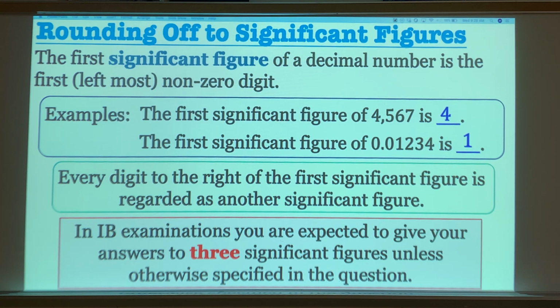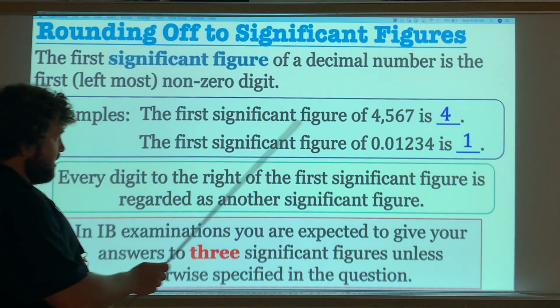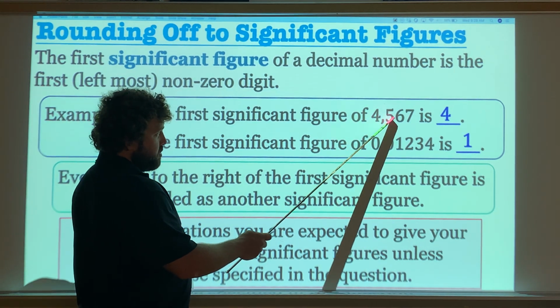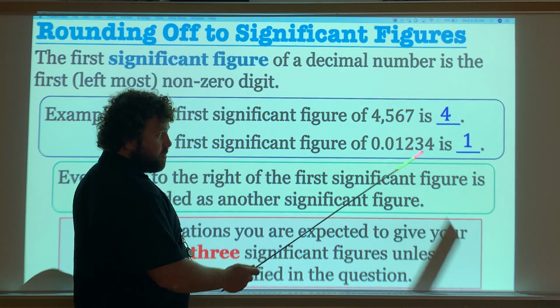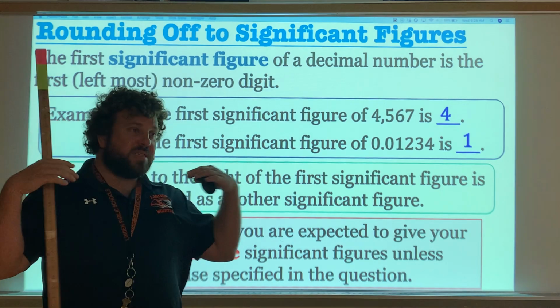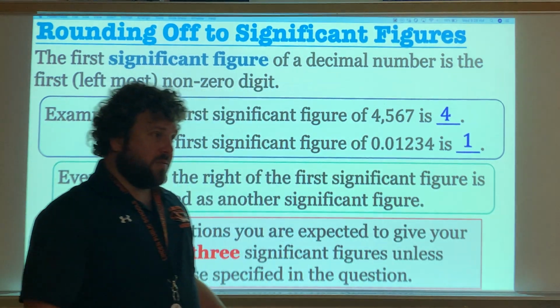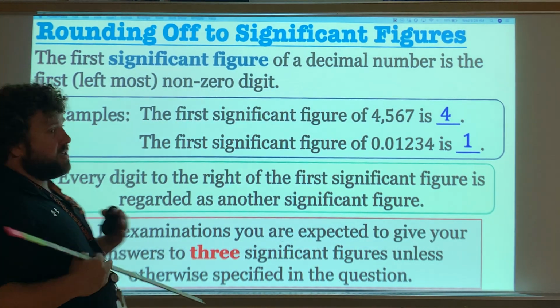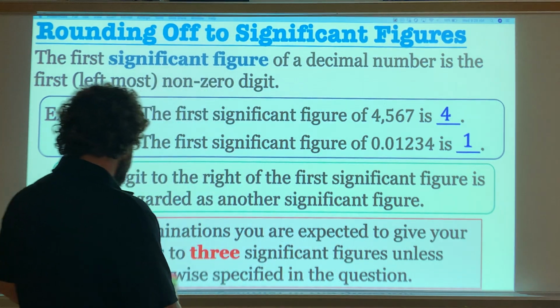Every digit to the right of the first significant figure is regarded as another significant figure. So this one has 1, 2, 3, 4. This one has, you have your first one, 2, 3, 4. Now, even if you have a 0 to the right of it, that counts as a significant figure as long as your leftmost digit is a non-zero.